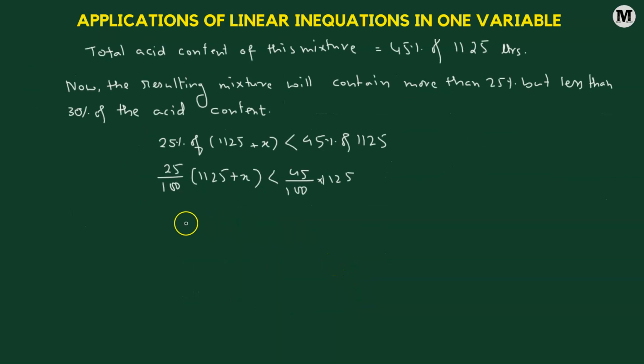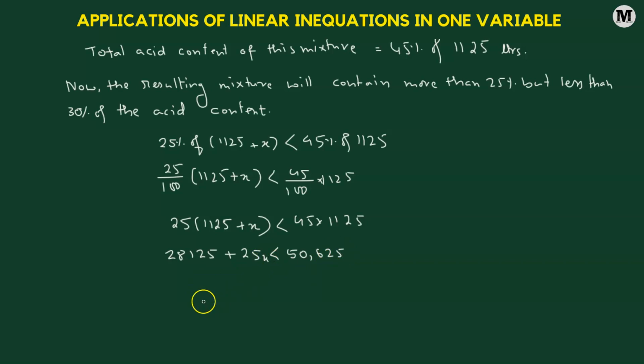Now let's solve for this. So this is going to give us 25 multiplied by 1125 plus X. That is going to be less than 45 multiplied by 1125. Now 25 times 1125, so that's going to be 28,125 plus 25X. That is going to be less than 45 times 1125, which is 50,625. So here, solving for X, we have 25X less than 22,500. So dividing both sides by 25 gives us X less than 900. So this is one condition.